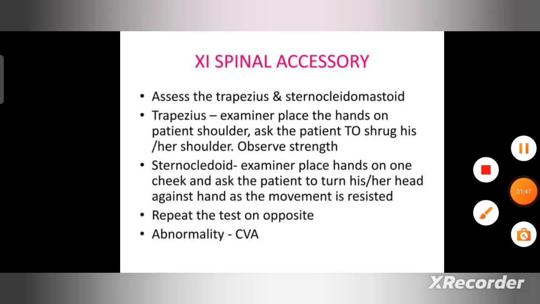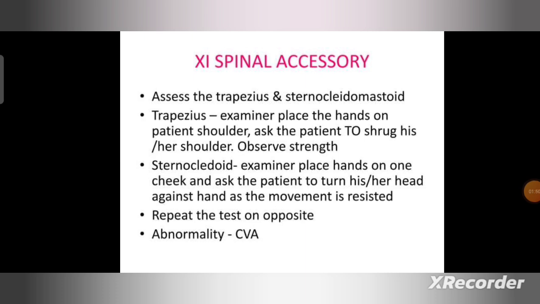Next is the spinal accessory nerve. In this, we test the trapezius and sternocleidomastoid muscles. The trapezius muscle is assessed by the examiner placing the hand on the patient's shoulder and asking the patient to shrug his or her shoulder, and observing the strength.